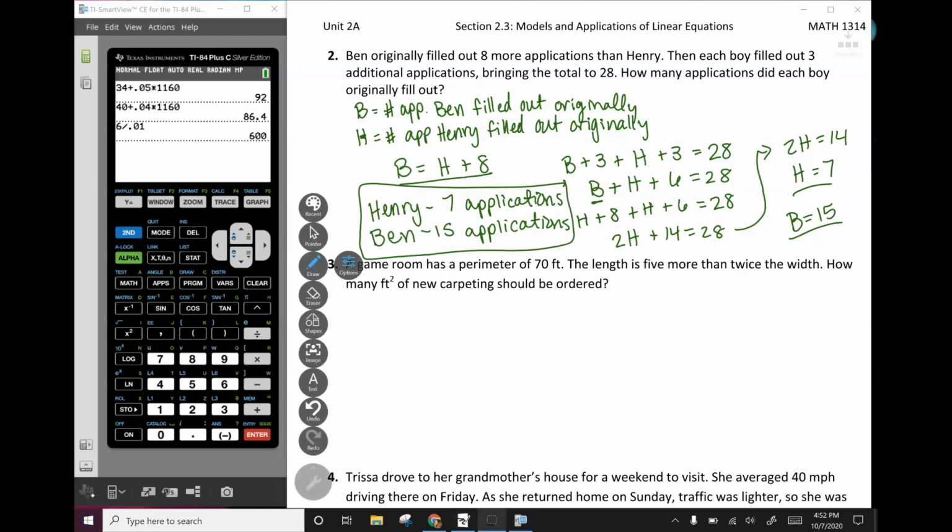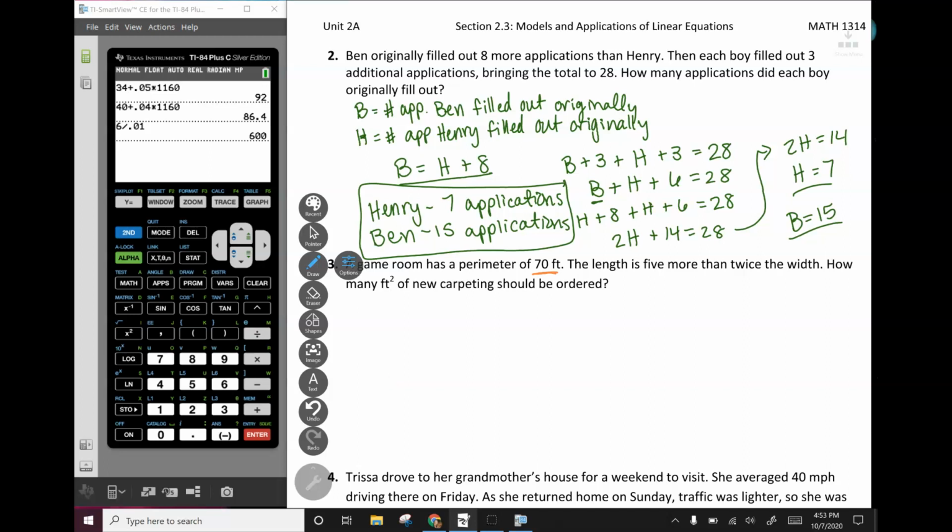All right, number 3. A game room has a perimeter of 70 feet. The length is 5 more than twice the width. How many square feet of new carpeting should be ordered?